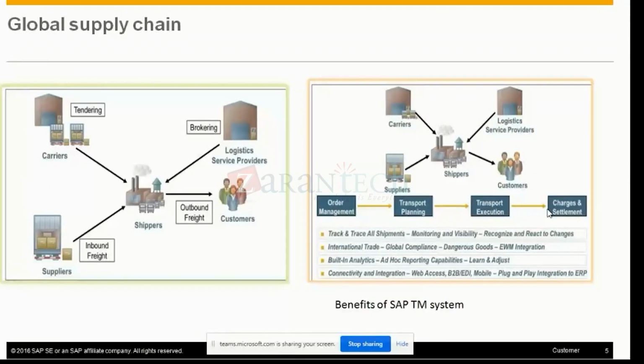So the first point is tracking and tracing all shipments. Can anyone tell me why this is important? Why is track and trace important? Anyone? What do you mean by track and trace? From the wording itself, does anyone have any idea? To have an efficient supply chain, to know where my goods are at any point of time in the end-to-end supply chain execution. Yes, right.